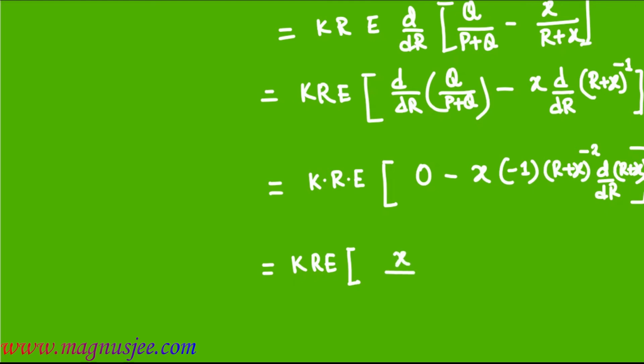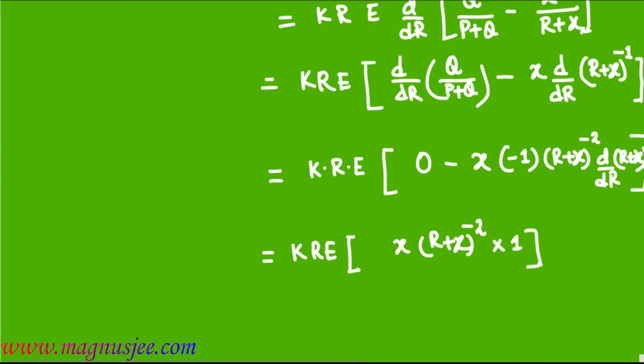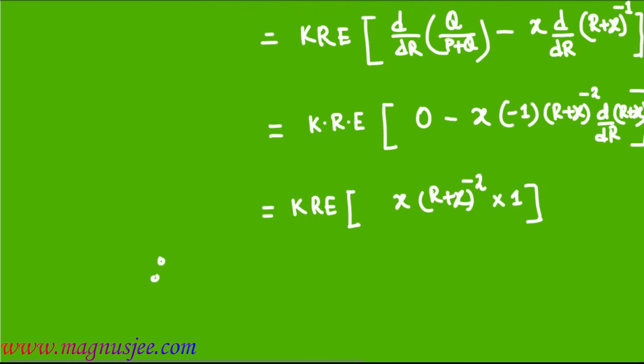X divided by R plus X, X into (R plus X) to the power minus 2, and into 1, because d/dR of R plus X is 1. Hence we get another expression of sensitivity, which is K R E X divided by (R plus X) whole square. So S equals K R E X divided by (R plus X) whole square.